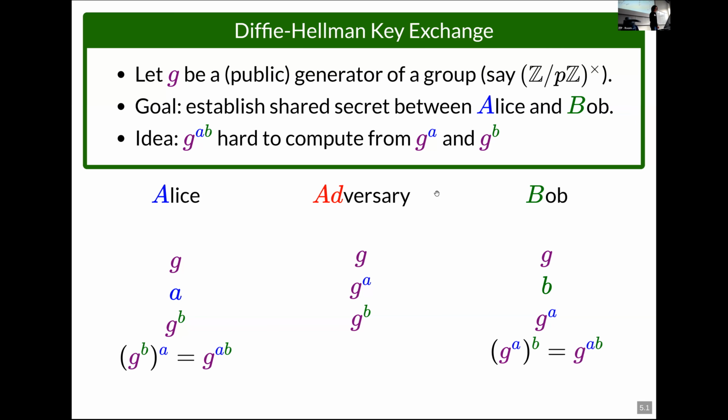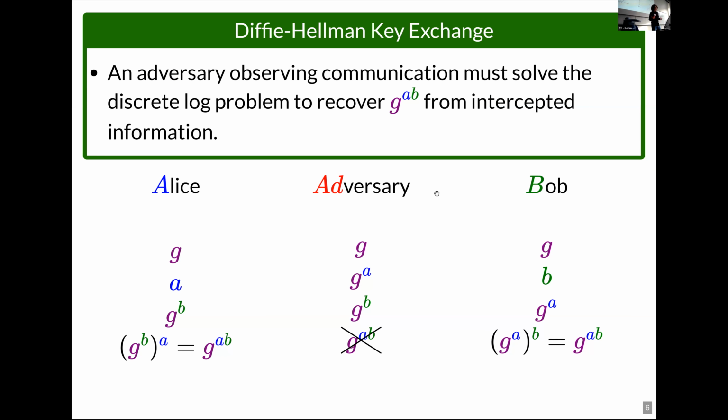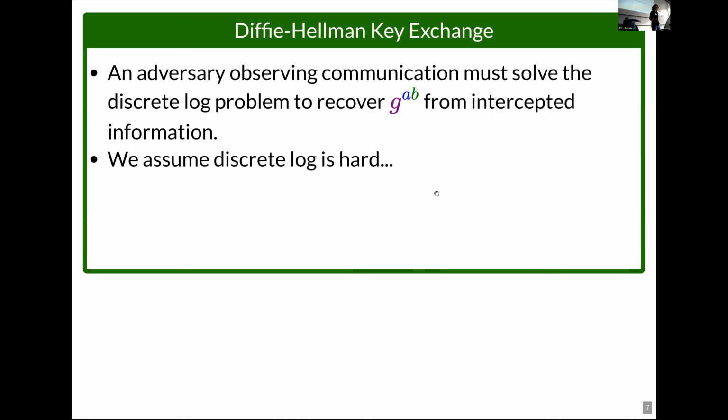So now Alice can compute G to the B to the A. Bob can compute G to the A to the B. Both of these equal G to the AB. So this is our secret key. And the idea is that it's difficult for the adversary to recover G to the AB given G to the A and G to the B separately. The adversary would have to solve the discrete log problem to recover this G to the AB. And we assume that discrete log is hard.